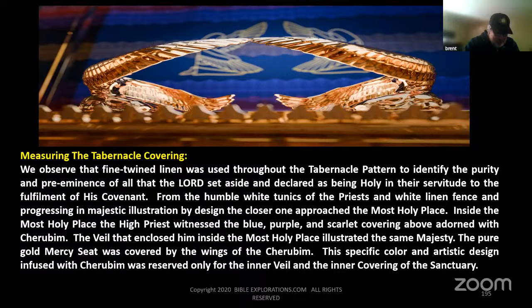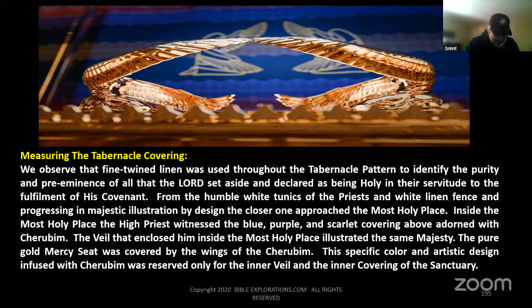We observe that fine twined linen was used throughout the tabernacle pattern to identify the purity and preeminence of all that the Lord set aside and declared as being holy in their servitude to the fulfillment of his covenant. From the humble white tunics of the priests and the white linen fence, and progressing in majestic illustration by design, the closer one approached the most holy place.